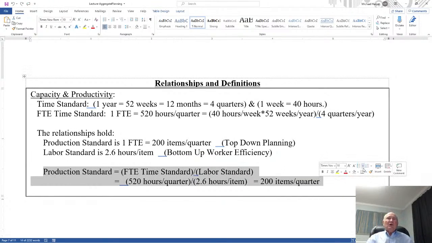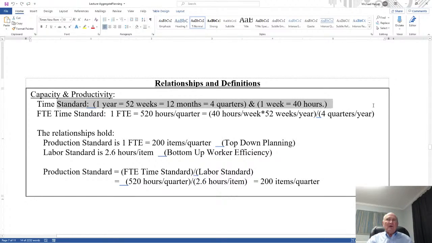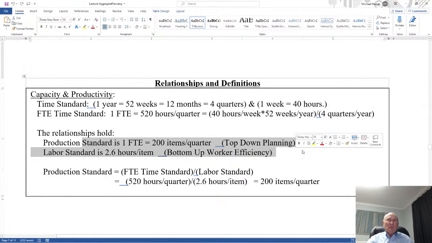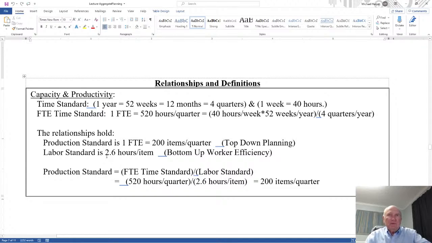Okay, so even though these up here are constant, they're standard for this course, these numbers down here will change. They will change, but they're coordinated with one another. If you change 2.6, you're going to change the 200. So both of these have to work together, okay, because they're tied together through the time standards up here. And they're tied together through this equation right here.